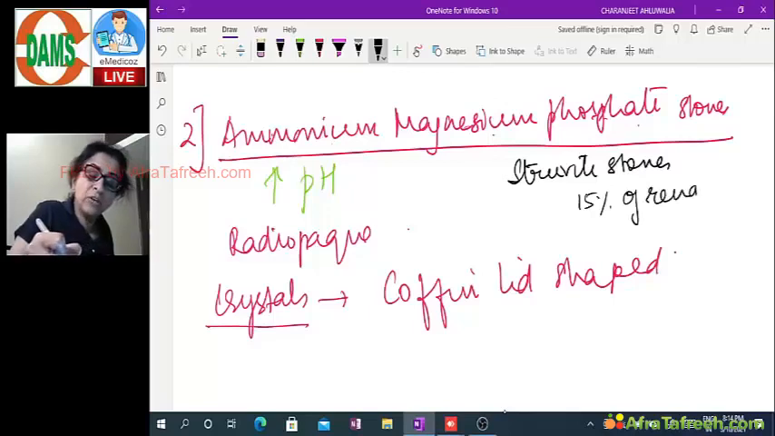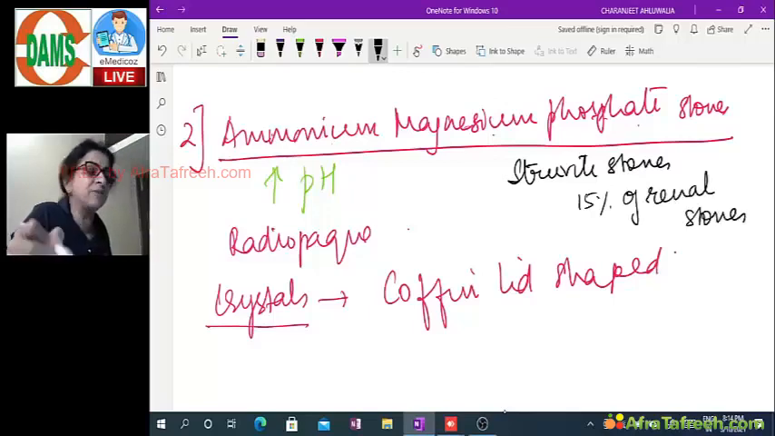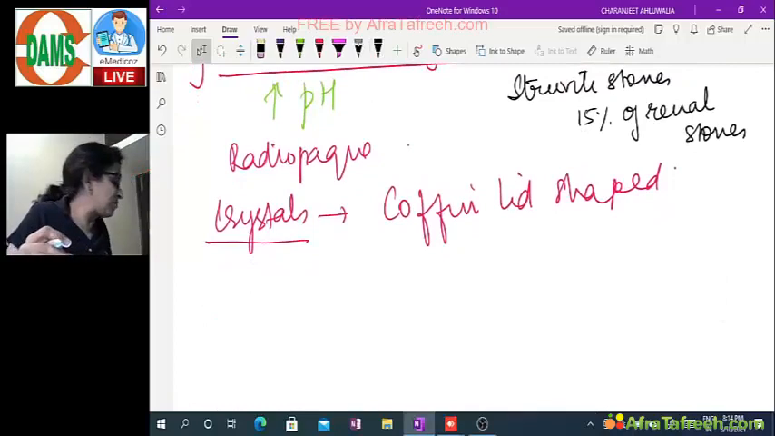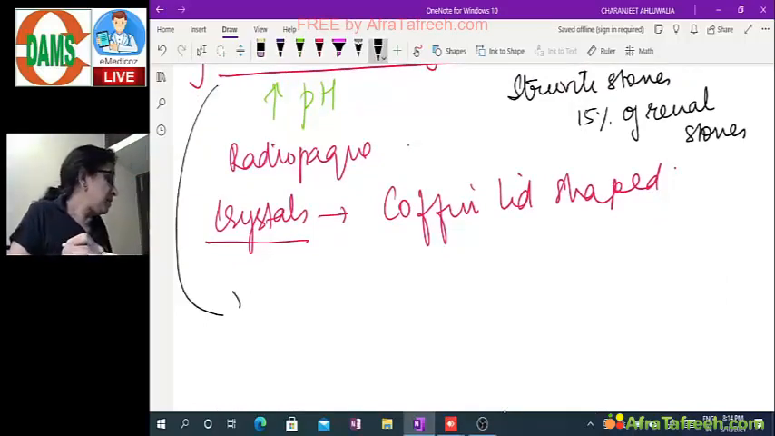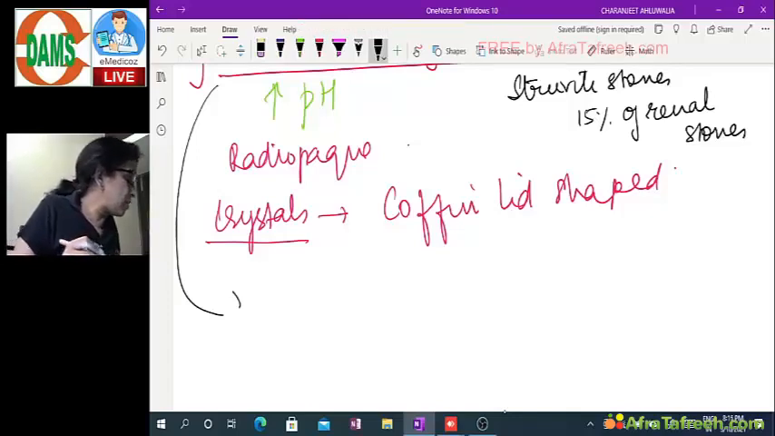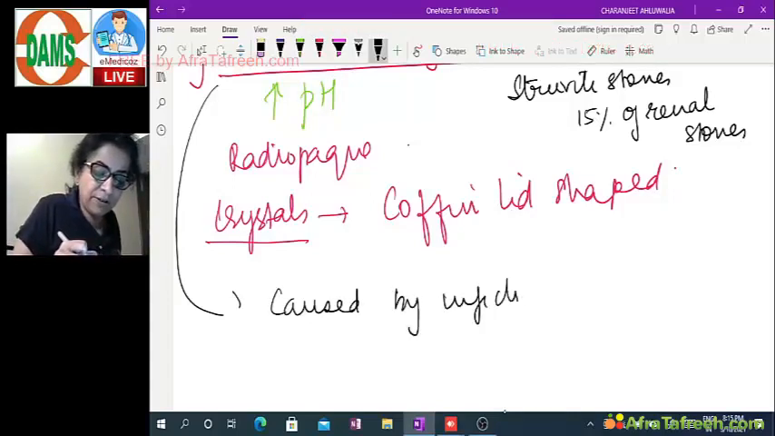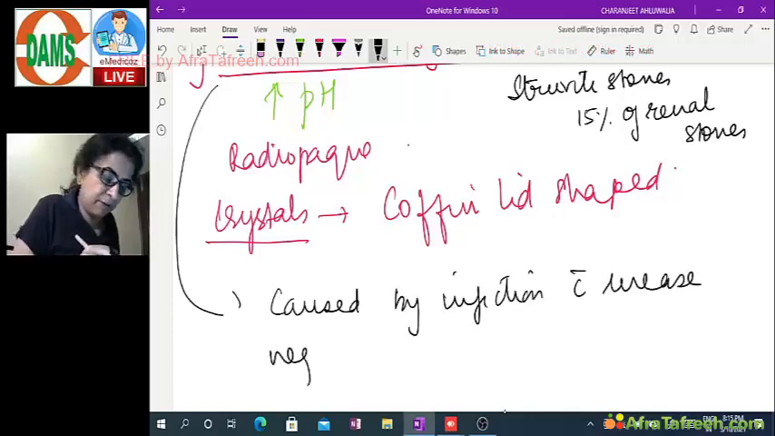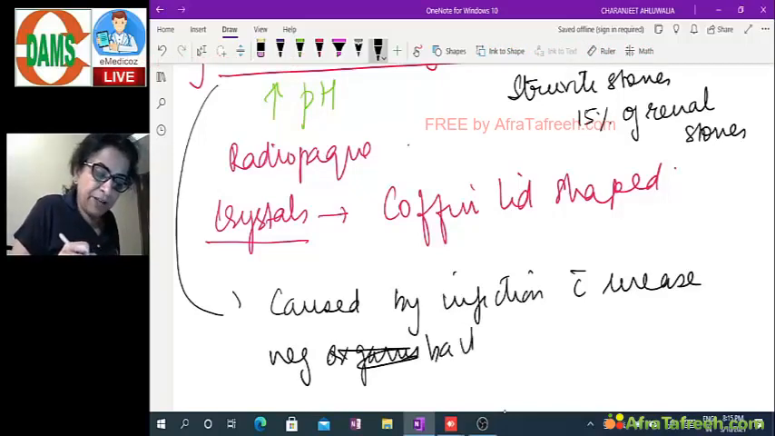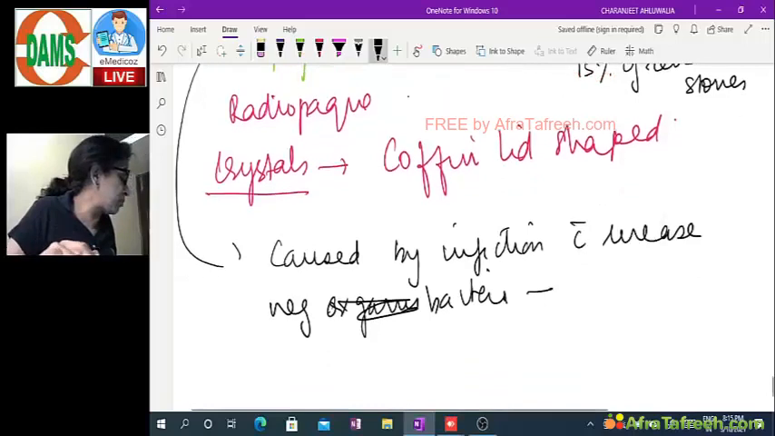renal stones. So 80% of renal stones are calcium stones. And now these stones, very important, are caused by urease, they are caused by infection. UTI की वजह से हैं, caused by infection with urease positive bacteria like Proteus.